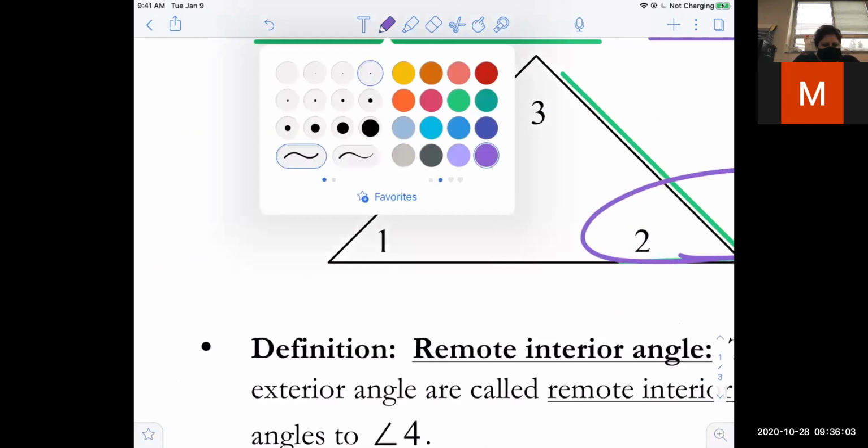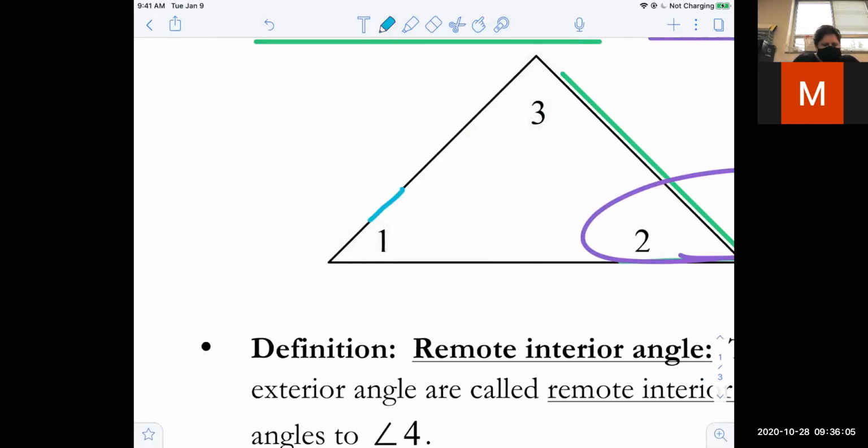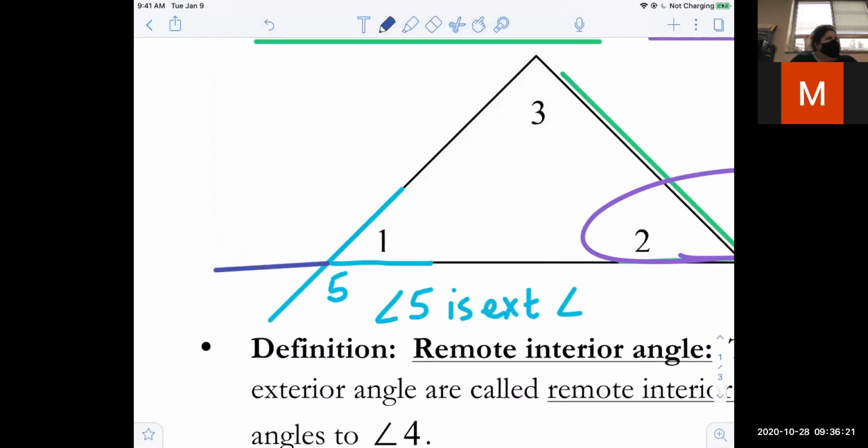So if I wanted to draw an exterior angle over here, for example, I could stretch out that side and then use this side of the triangle. I'm going to call that angle 5. That's also an exterior angle. Okay, let me do the same thing and stretch out this way. So I'll try to make that a little straighter.